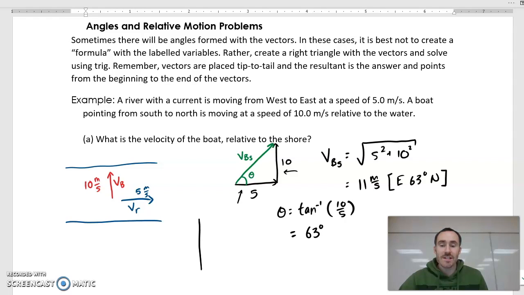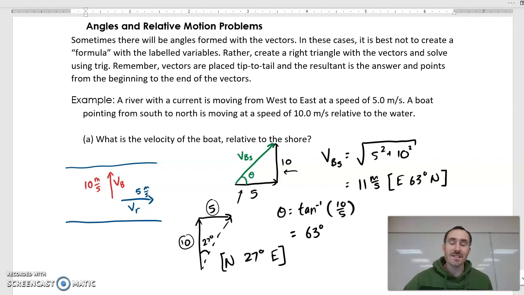You could have drawn your 10 meters per second first, and then on the end of that you could have drawn your 5 meters per second, and then you could have put in your resultant right over here. And so then the angle you would have gotten would not have been 63 degrees. You would have then gotten 27 degrees, right? Because then you would have done the inverse tan of 5 over 10 instead of 10 over 5, and you'd get 27 degrees instead. That is just as valid. You just have to make sure that you then write as your direction north 27 degrees east, because north 27 degrees east and east 63 degrees north are the same direction.